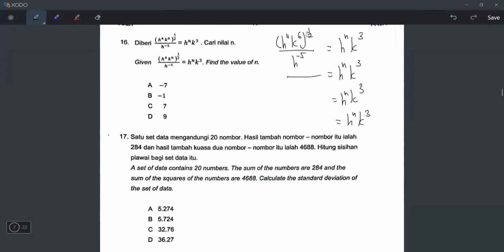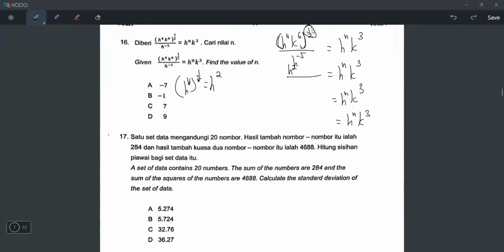First thing I can do is the top part. Can you see this power 1 over 2? Who has the power 1 over 2? Is it h power 4 or k power 6? Actually both, because the bracket covers everything. So h power 4 power 1 over 2 is like this. And please remember, if the powers are side by side like this, you have to times. It means it will be 4 times 1 over 2, which is 4 divided by 2, which is 2. So this is h power 2.